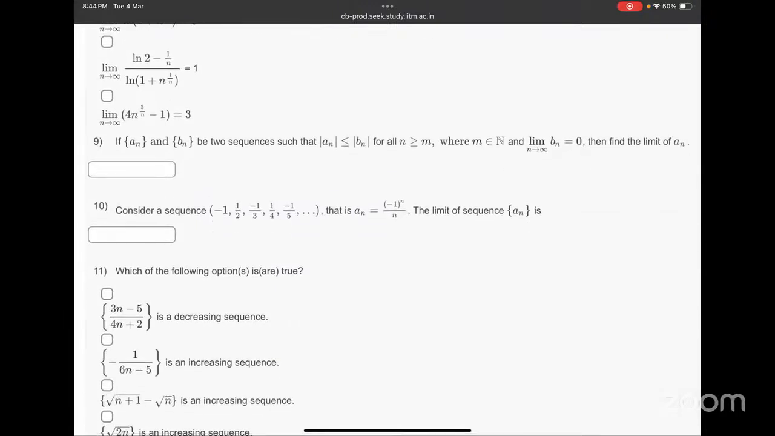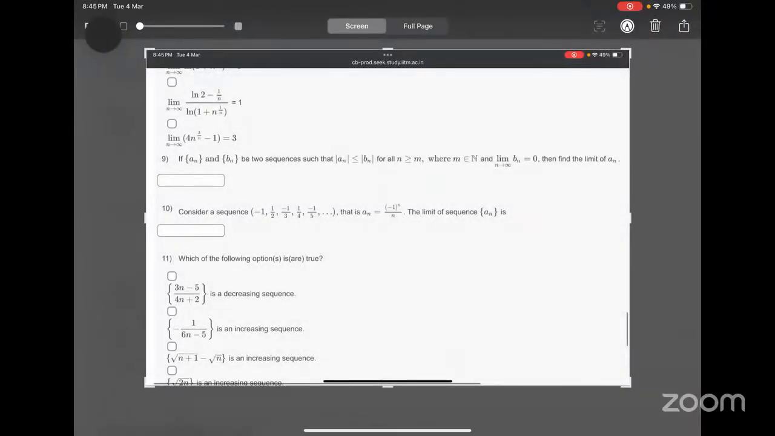Okay, question number 10. How did you get 1? I took the subsequence like -1. So we can consider 2 subsequences: one is 1 over n and one is -1 over n, like odd and even. Both are going to 0, right? Both are going to 0. I thought it's going to 1.